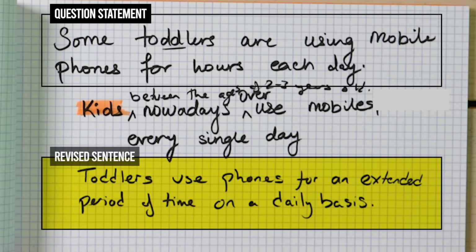So your problem is that, again, the size of the buckets are massive compared to what you're actually trying to describe. So let's rewrite it a little bit. It's a little bit simpler. Toddlers use phones for an extended period of time on a daily basis.